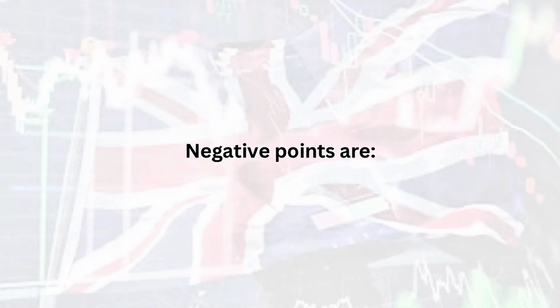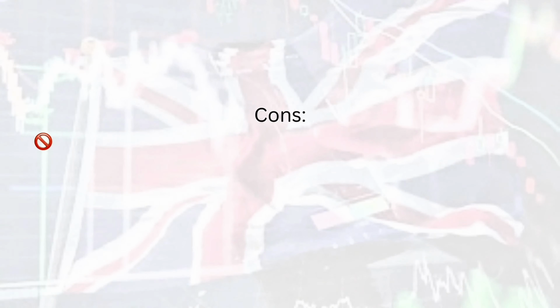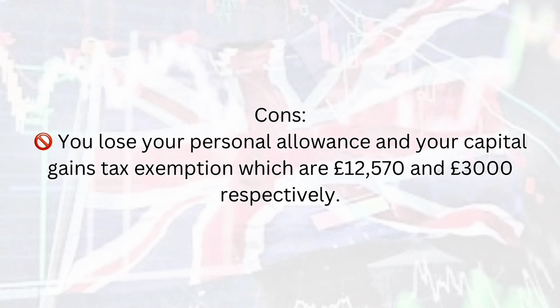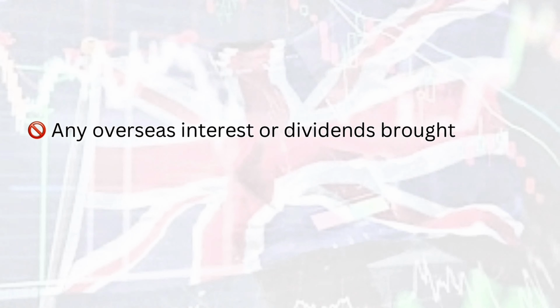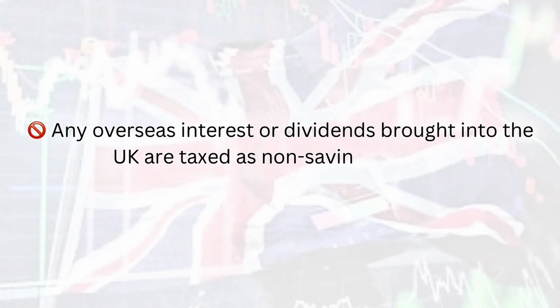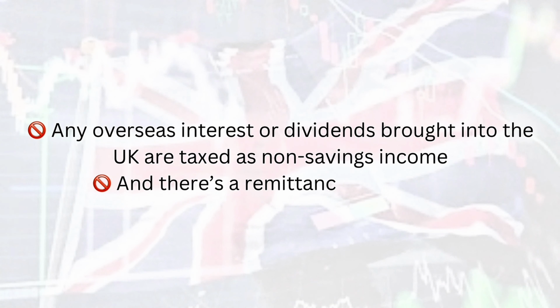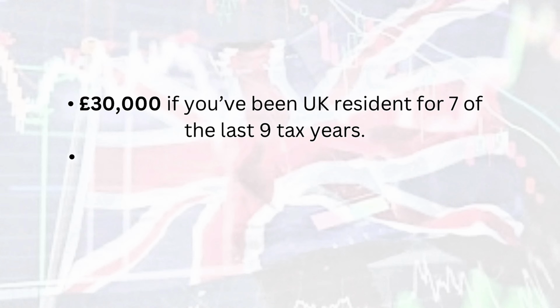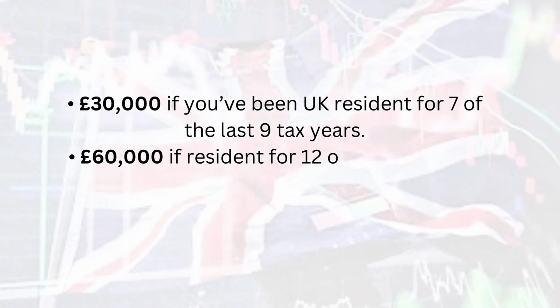And there are some negative points, which are you lose your personal allowance and your capital gains tax exemption, which are £12,570 and £3,000 respectively. Any overseas interest or dividends brought into the UK are taxed as non-savings income. And there's a remittance basis charge: £30,000 if you have been UK resident for 7 of the last 9 tax years, £60,000 if resident for 12 of the last 14 tax years. So yes, it's beneficial, but it's not free.